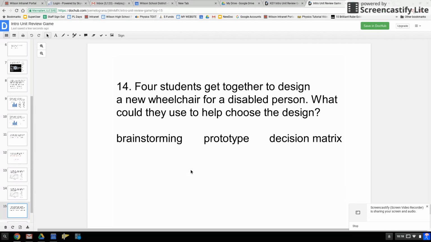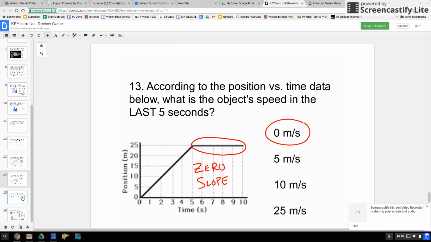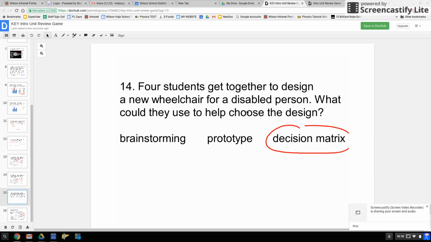Okay. If you had 4 students getting together to design a wheelchair for a disabled person, what could they use to help choose the design? This was in your POE notes and IED notes, a decision matrix. You kind of list the key things you want your design to have, and you can rank all the features from different designs from the 4 students to settle upon a compromise, all right, a compromised design.